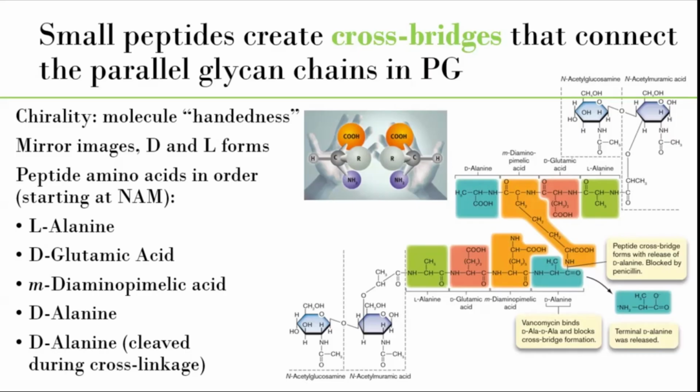And then the other glycan chain up at the top also has an L-alanine, a D-glutamic acid, an M-diaminopimelic acid, and 2 D-alanines connected to each other. The third, this diaminopimelic acid, is going to connect to the 4th D-alanine of the one across from it. And when that happens, it kicks off the last D-alanine. So we start with 5 amino acids. We make a bond between the 2 different peptides, and when we do, we kick off one of our amino acids. So now we only have 4. So that last D-alanine is cleaved and lost.